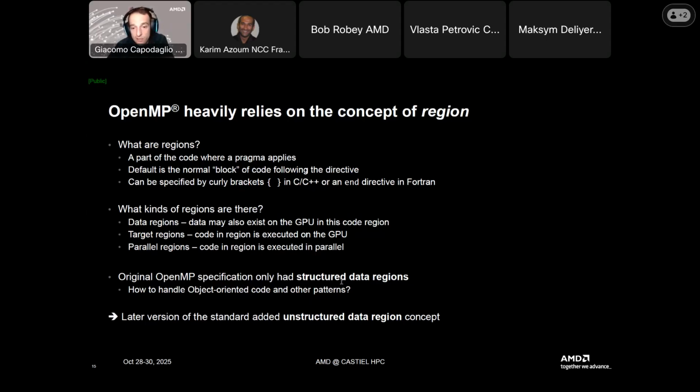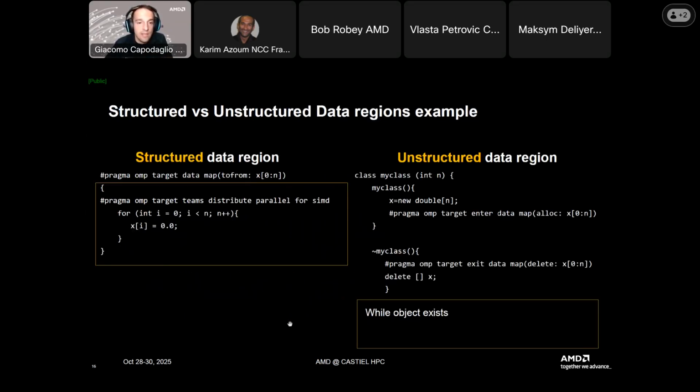Initially, OpenMP was handling mostly structured data regions. Those are basically the ones that you can just enclose in curly brackets. But to facilitate using OpenMP with C++ classes, the concept of unstructured data region has emerged as well. Going to a visual example here, a structured data region would be something that you can enclose between curly brackets. An unstructured data region is a region where your data exists, and it's not necessarily something that fits within curly brackets, such as the scope of an object from a class, for instance.